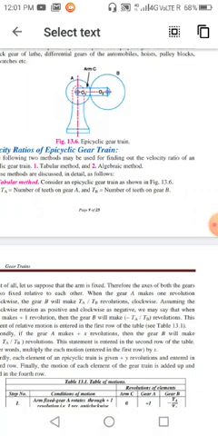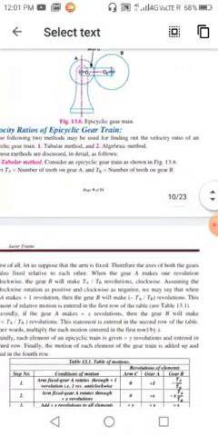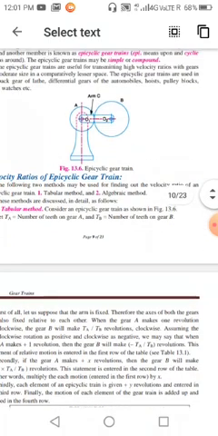It depends on the person what he takes. Here plus has been taken for anti-clockwise and minus for clockwise. So I am giving plus one rotation to gear A, that is, I am rotating gear A in the anti-clockwise direction. If I rotate gear A in the anti-clockwise direction by plus one, then what will be the rotation of B?